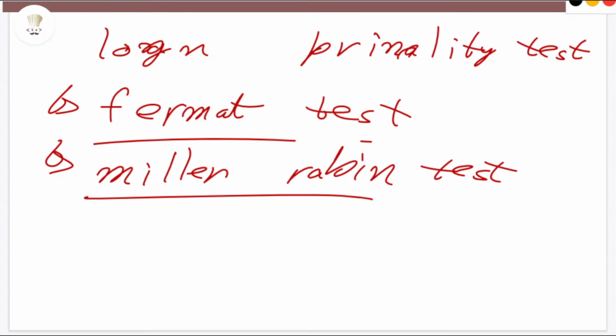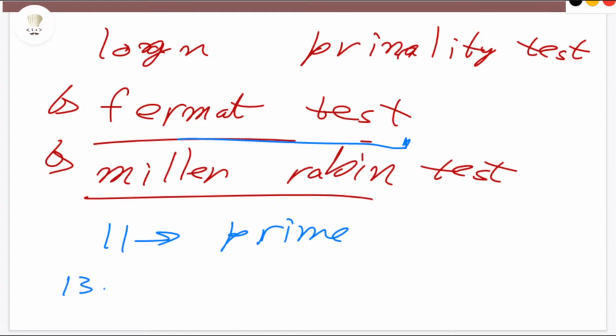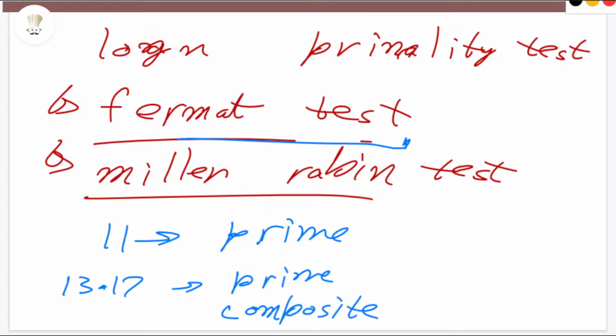These are probabilistic tests generally, which means there is a probability that these tests will give a wrong answer, right? That is, if you apply a Fermat test on, let's say, 11, it will always output prime, that 11 is prime. But if we run Fermat test on a composite number, let's take some large composite number which doesn't have a lot of factors, let's take 13 into 17, right? It might output prime, or it might output composite. It might output any of these two, right?